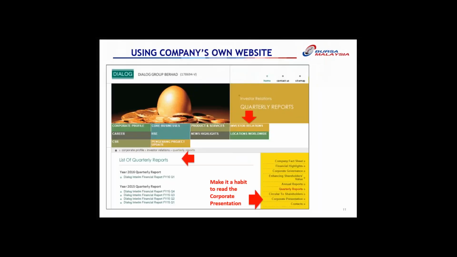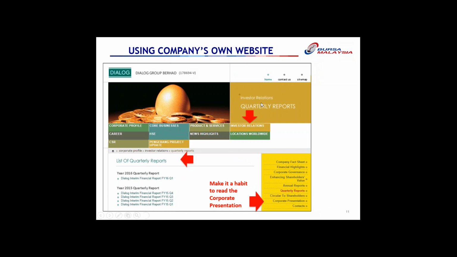Then the other alternative, you can go onto the company's own website. Under investor relations, whatever news, whether financial, that relates to the company performance is there. Also services, core business, things like this when you want to understand what a company does. If you go into the investor relations, you will have a list of reports. And here we are very interested in knowing the quarterly report.